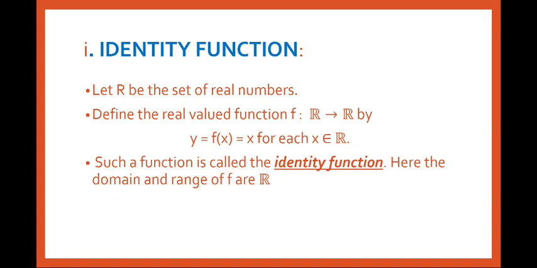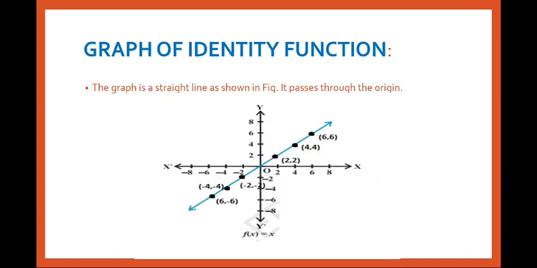Here, as you can see, the domain and range will both be the same, because f sends all the elements to itself. That means f sends all the elements of the real numbers to itself in the real numbers. That's why the domain and range will be the same here.